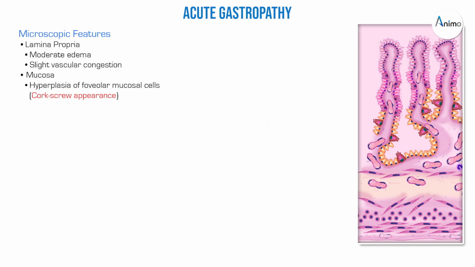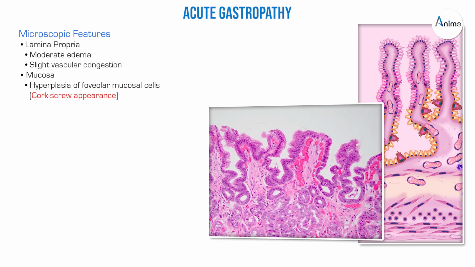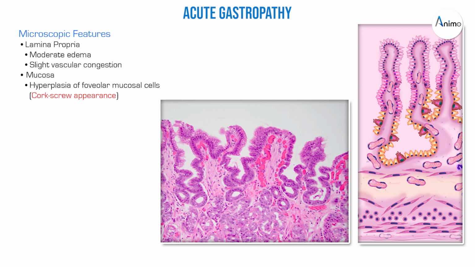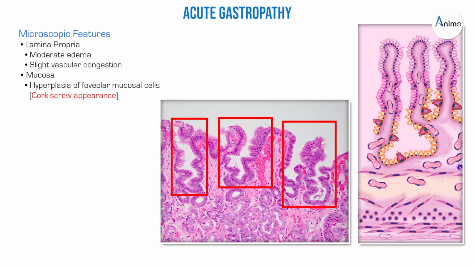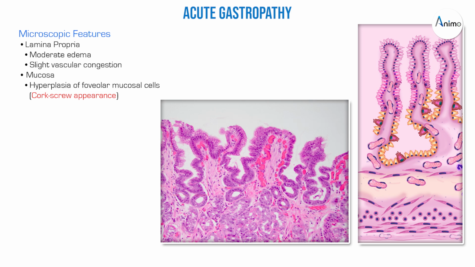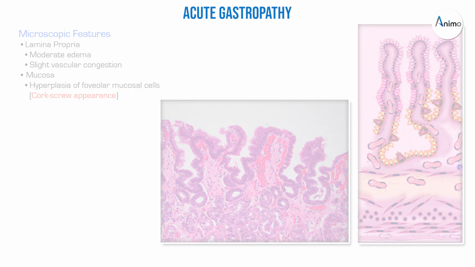Now let's see the real histological image of acute gastropathy. So this is the real histological slide. Here you see the corkscrew appearance of the surface foveolar cells, and below that there is a collection of blood vessels, and you may or may not find edema, which is not shown in this slide. Now let's move on to our next topic, acute gastritis.